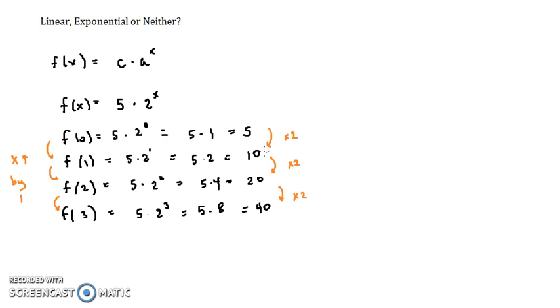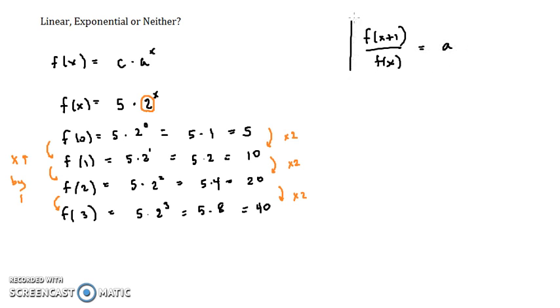So this change, the fact that it's doubling, comes from this right here. Every time we increase x by 1, our y gets multiplied by the base. Okay, so our general rule for exponential functions, looking at this pattern, is that f of x plus 1 over f of x is equal to a.